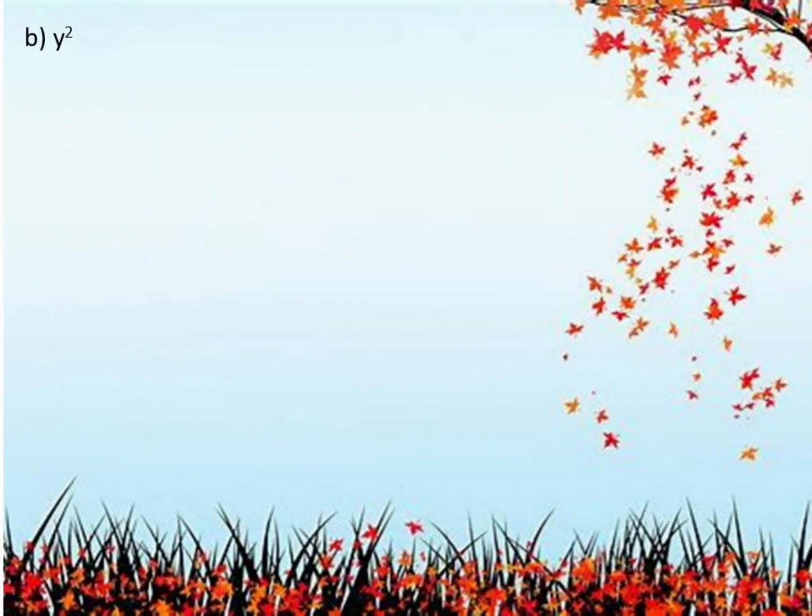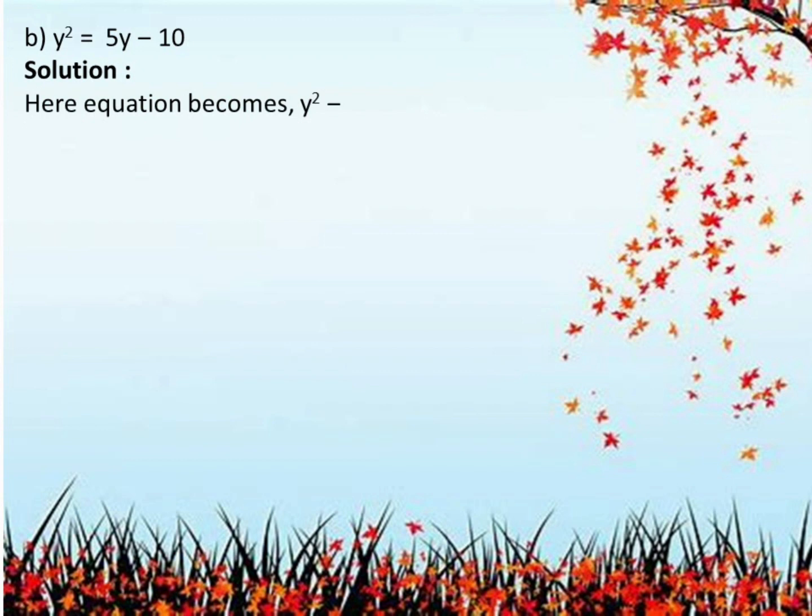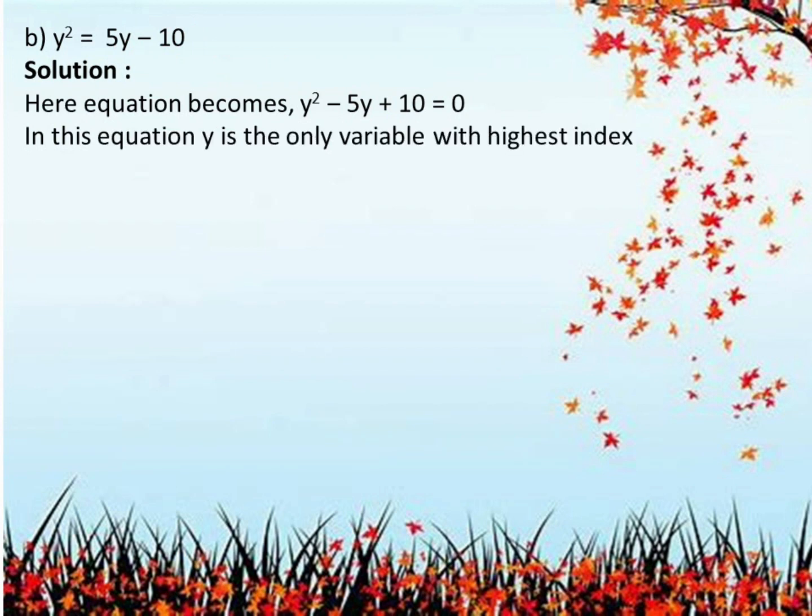One more example, that is y square is equal to 5y minus 10. The solution. Here the equation y square is equal to 5y minus 10 will become y square minus 5y plus 10 is equal to 0, because you are going to write it in general form. Y square, 5y will bring left hand side, and the 10 will bring left hand side. Its sign will change. Here the highest index of the variable is 2. So you can easily say the given equation is a quadratic equation.